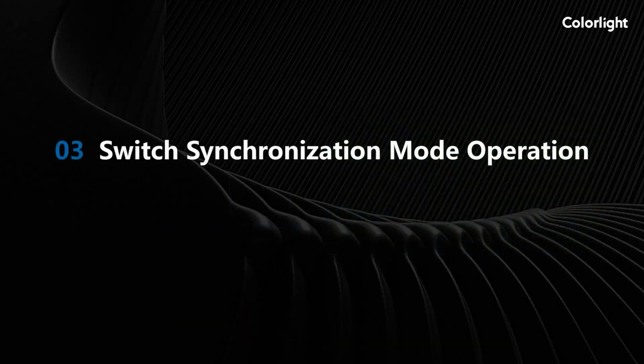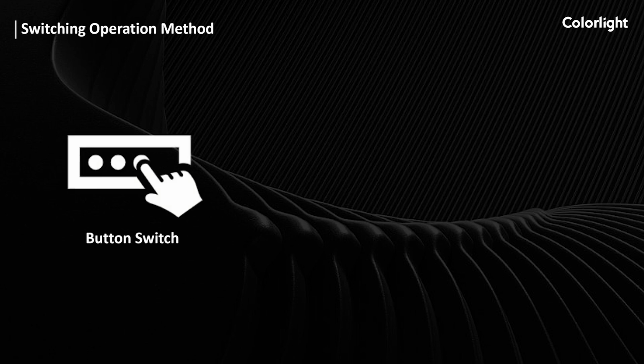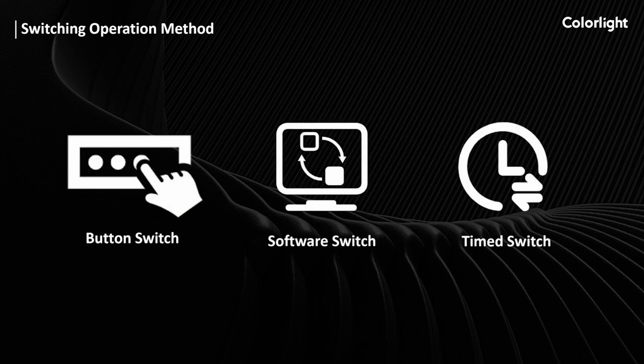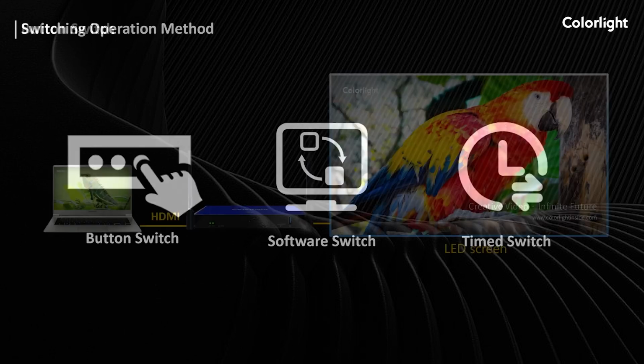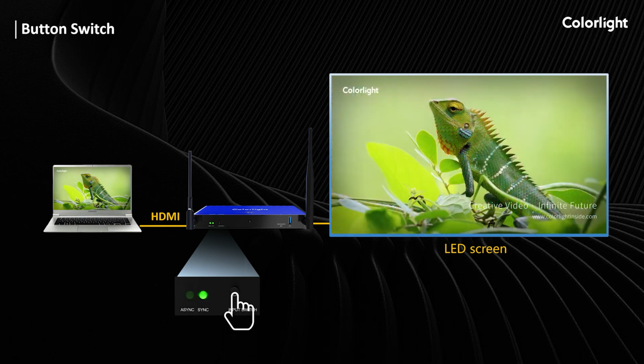Once done, proceed to switch to sync mode. The player supports three ways of switching: button switch, software switch, and timed switch. First, let's learn how to perform the button switch. Input switch on the player is the button for switching between sync and async mode. This is the indicator for sync async mode. When the device is in async mode, the indicator above async will light up. Press input switch. When the device is in sync mode, the indicator above sync will light up.